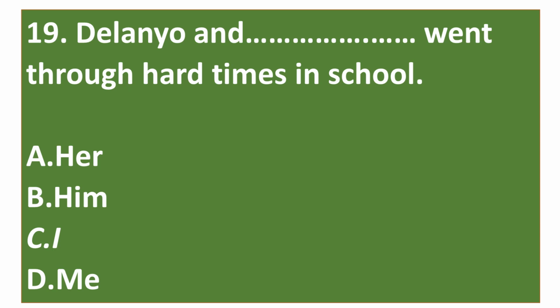Question 19. Delanyo and dash went through hard times in school. A. Delanyo and her went through hard times in school. B. Delanyo and him went through hard times in school. C. Delanyo and I went through hard times in school. D. Delanyo and me went through hard times in school. The correct answer to this question is C. Delanyo and I went through hard times in school.